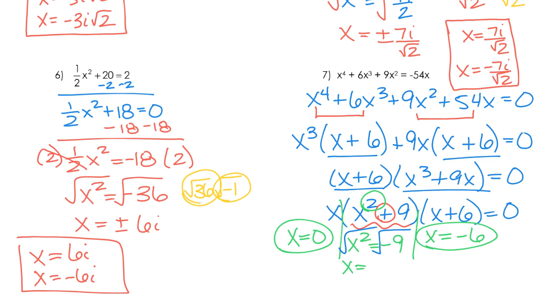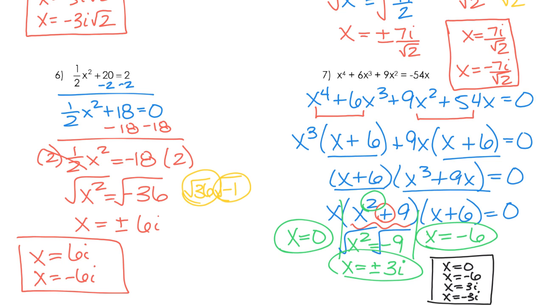And so I have x equals plus or minus, and hopefully you guys know by now that the square root of -9: the square root of 9 will be the 3. The square root of the negative is actually square root of -1, which becomes the i. And there are my other two solutions. And so I end up with x equals 0, x equals -6, x equals 3i, and x equals -3i. And there are my four solutions. Two of them are real and two of them are imaginary, or non-real.